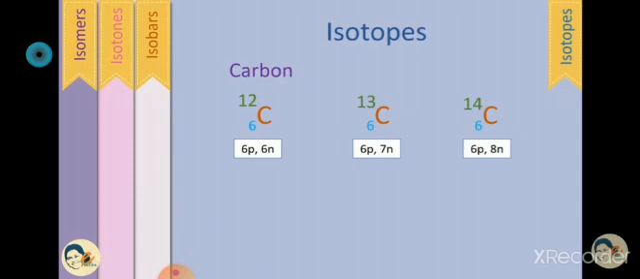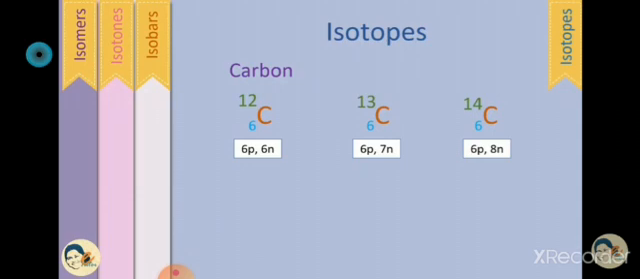Can you calculate the number of neutrons? As I told you the formula, how can you calculate the neutrons? The atomic number is nothing but the number of protons, so the number of protons here is 6. Now how can you calculate the number of neutrons? You have to subtract the atomic number from the mass number. So we subtract 12 minus 6. We get 6 neutrons in the first element.